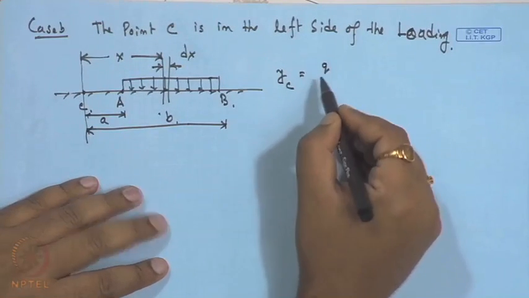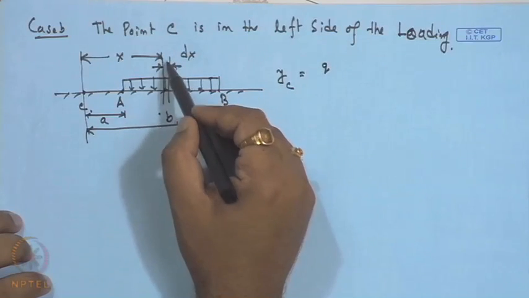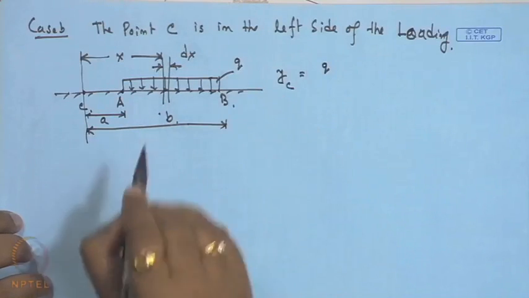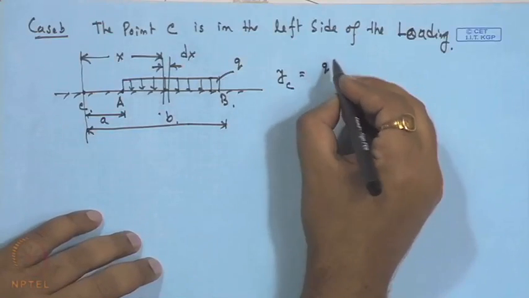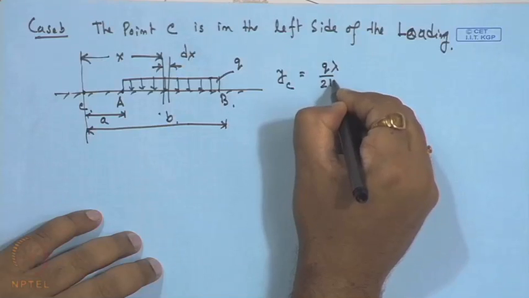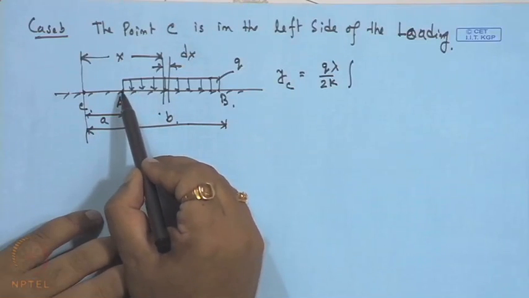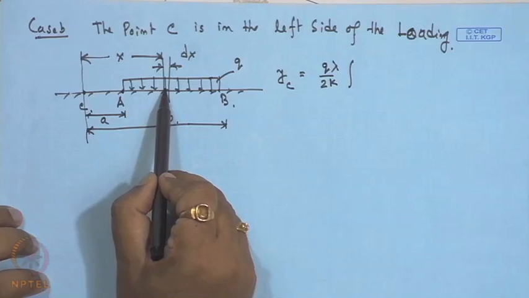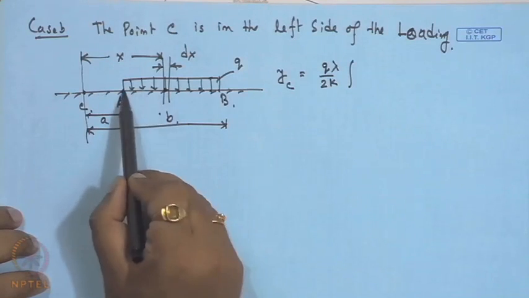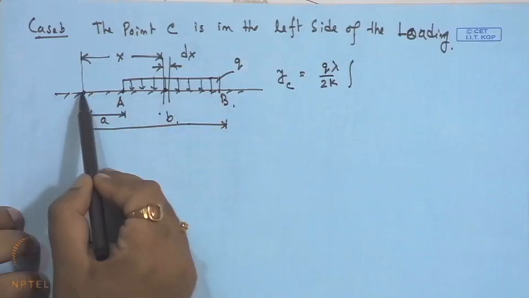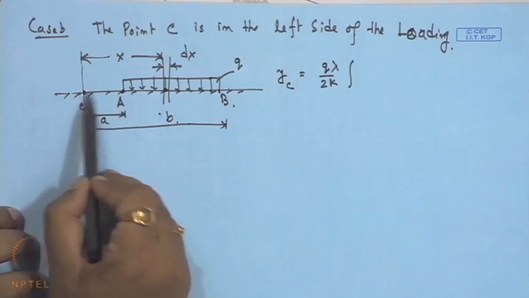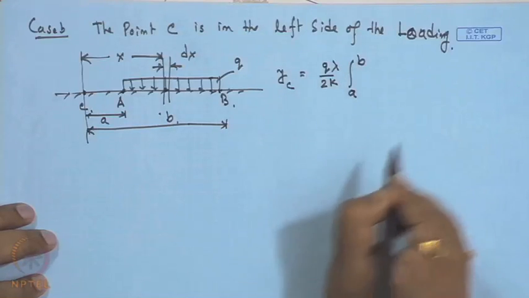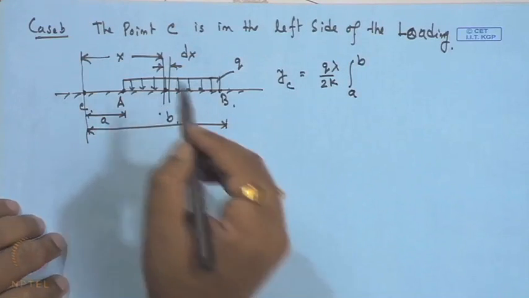So, here again we can consider each point as a concentrated load, where the concentrated load value will be q into dx, because this is again the intensity q into dx. So, that will be P. Finally, we will get q lambda divided by 2 k, and here we will get the limit. Initially, that point was within the loaded region, so we considered c as 0, and the limit was 0 to a and then from 0 to b. But here c is at this point, and so the limit will be from a to b. That is the difference from the first case.